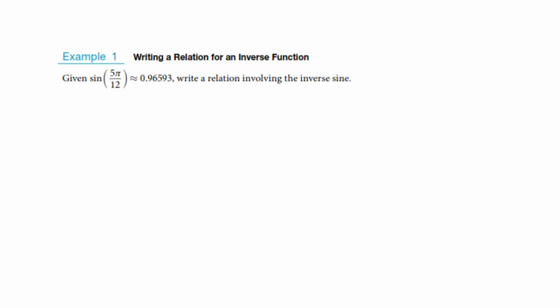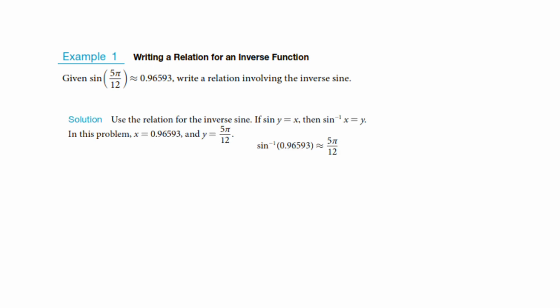Okay, so now we want to rewrite this with the inverse machine. We want to say, well, what happens here if we go backwards? So here's what we know. There's some angle that I put into a sine function that has a ratio of 0.96. Let's write it in terms of an inverse. How do we go backwards? Well, there must be some inverse function, sine inverse of 0.96593, that creates an angle of 5 pi over 12. Do you see I've just gone backwards? Put in the measure, get out the ratio. Put the ratio into the inverse machine, you get out the measure.